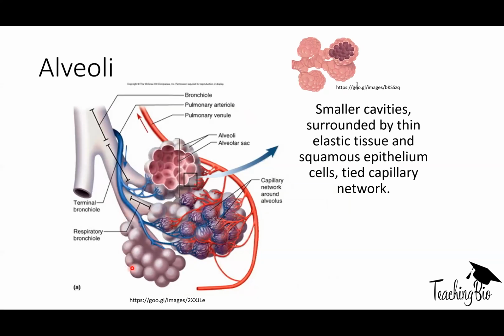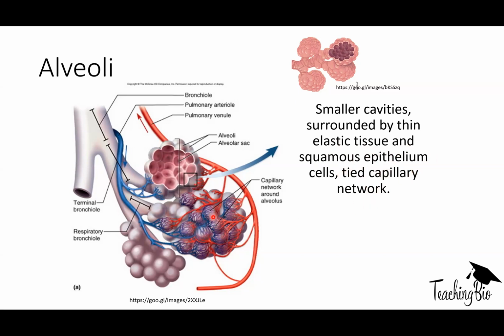So the alveoli, which look a bit like these grape-like things here, are very small cavities that are surrounded by thin elastic tissue. That elastic tissue is very important because it allows for that stretchiness to accommodate for the filling of air. And it also contains very thin squamous epithelium cells, which are directly tied to a capillary network.